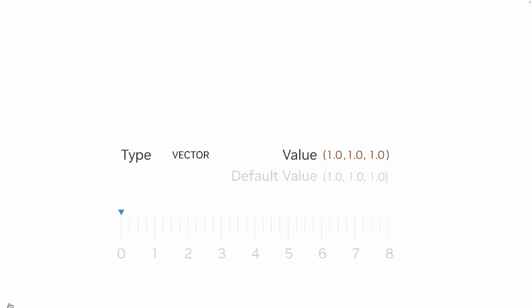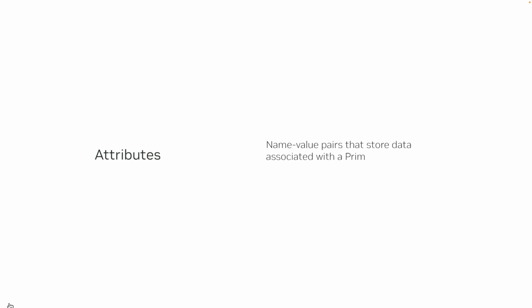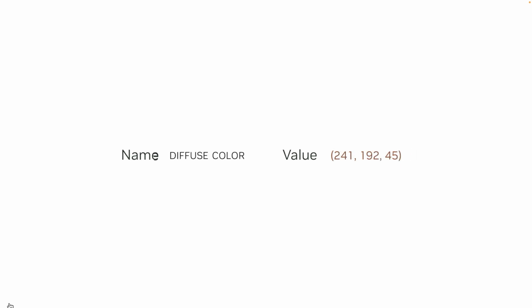Each attribute can have a default value, and it can also have different values at different points in time, called time samples. Attributes are name-value pairs, often referred to as key-value pairs, that store data associated with a prim. Each attribute is defined with the type of data that it can hold. Attributes can represent various types of properties, such as the vertices of a piece of geometry, the diffuse color of a material, or the mass of an object.